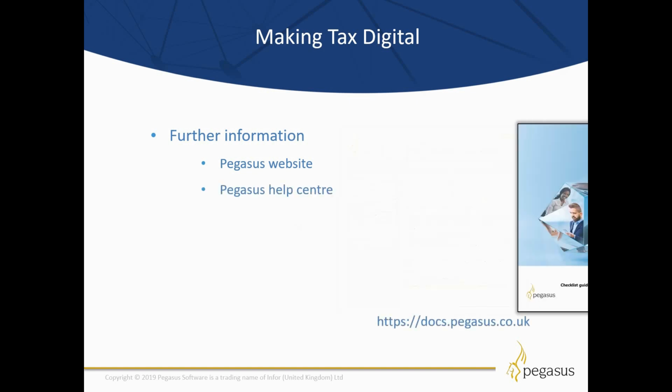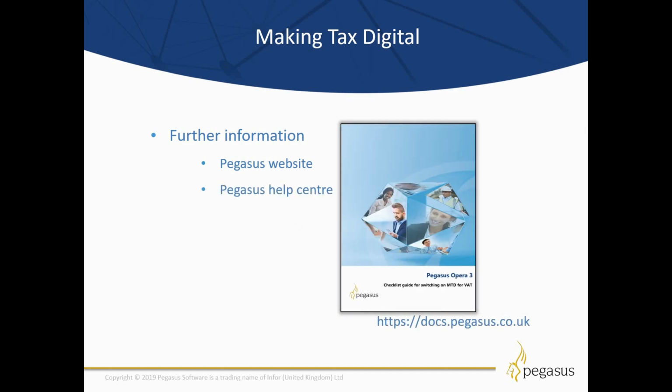On the Pegasus Help Centre, there are a number of documents designed to help you. We've created an MTD for VAT checklist guide. This guide will take you through the whole of the process of setting up your system to operate under MTD VAT. What are the prerequisites? Then it will take you through the options to activate your account for MTD on the HMRC website, authorization to allow Opera 3 to communicate with that account, and next, the sequence you'll need to go through to set up Opera 3 to be MTD enabled. And finally, submitting that VAT return through to HMRC. So, a complete guide to implementing MTD in Opera 3.